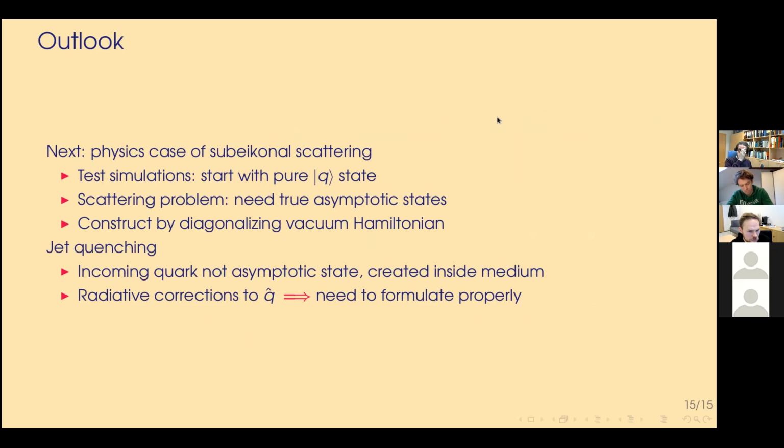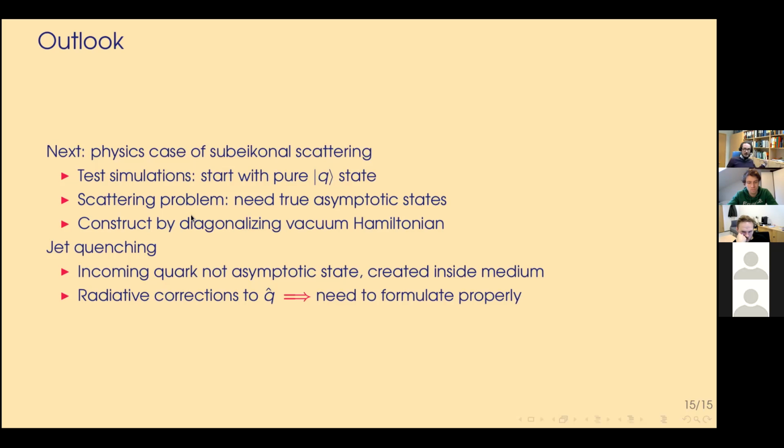So just as an outlook for the future, what we're doing now is, as a first thing, to try to formulate this for the physics case of a finite energy scattering, sub-eikonal corrections to scattering. Now, all of the calculations I showed here were starting with a pure quark state. That is actually not the correct initial condition. So I think basically our algorithm is already there to study the sub-eikonal scattering. We're just initializing with the wrong initial condition.